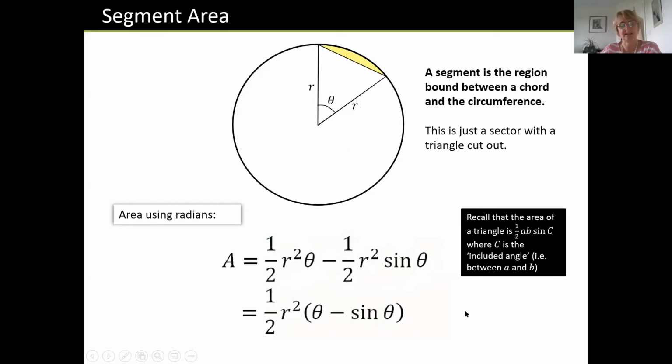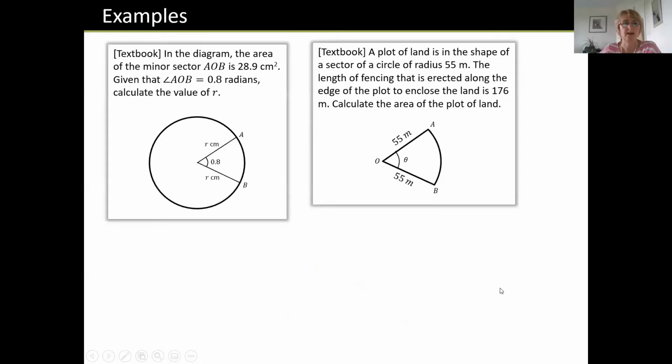If you then factorise that, take a factor of half r squared out, it's half r squared brackets theta minus sine theta. Now, the area of a sector, you need to learn. The segment, you could try learning it, it's a little harder to learn, or you could just remember that it's a sector, subtract the triangle. But you do need to memorise that A, the area of a sector, equals half r squared theta. Okay, well, let's look at two examples here.